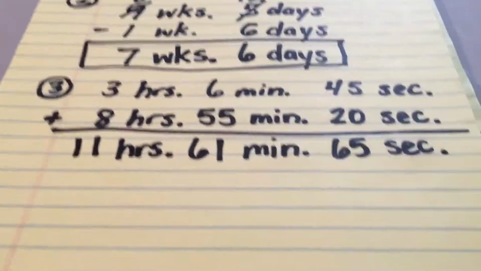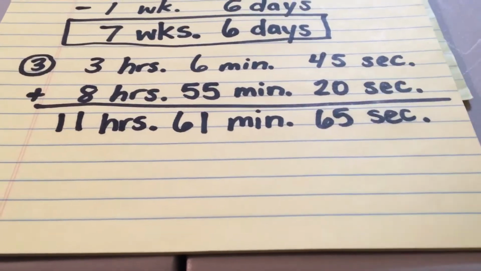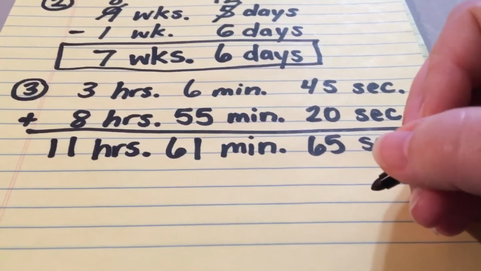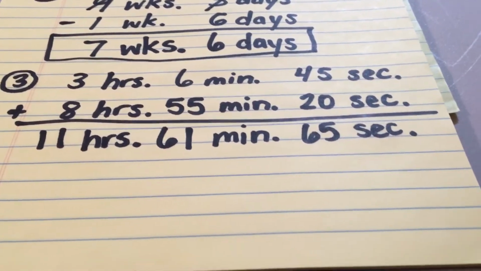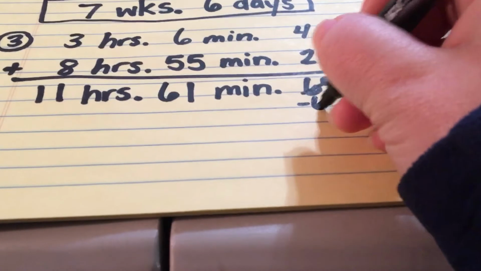Now, as we said before, we cannot leave this like this because just like you can't leave a 10 in the ones column or 100 in the tens column, I can't leave 65 seconds in the seconds column. That's too many seconds. So we're going to have to do some regrouping. So here's how I like to do this. Just to be on the safe side, I like to kind of draw out or write out what I'm actually doing. So I'm going to take 60 of these seconds.